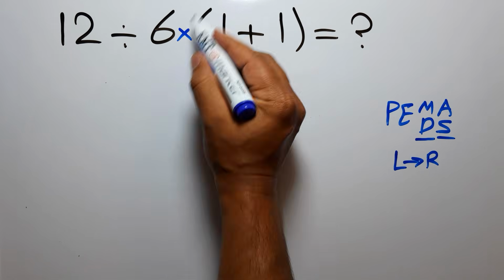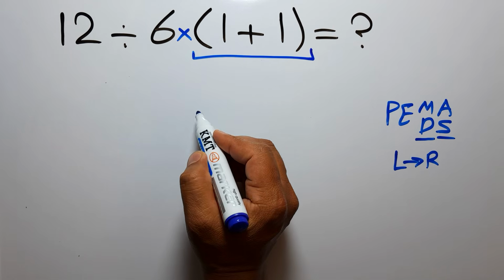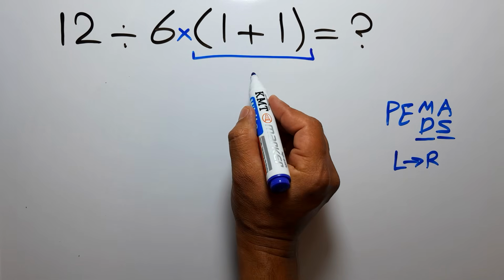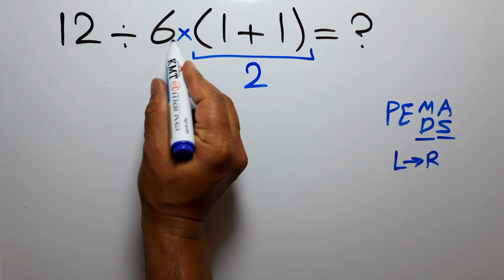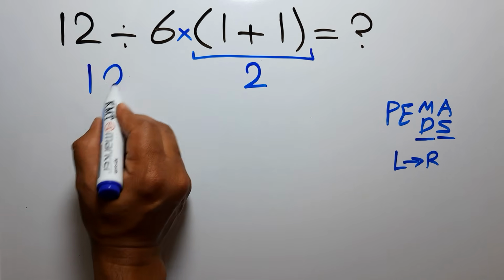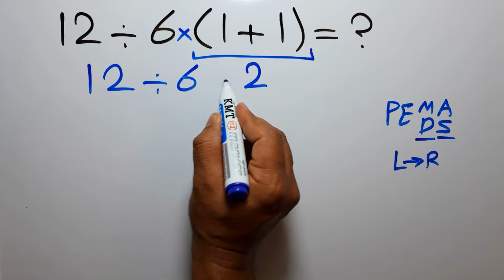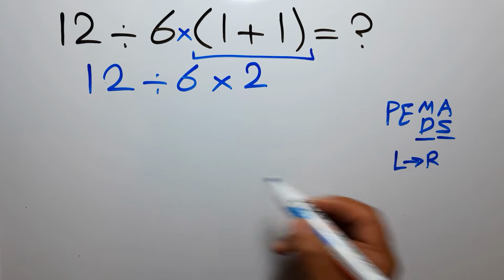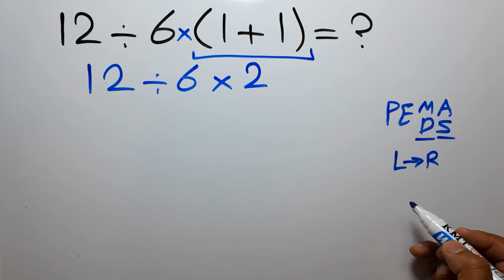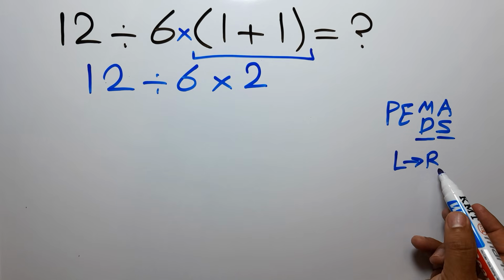So first we have to do this parentheses. Inside this parentheses we have 1 plus 1, which equals 2. So we have 12 divided by 6, then times 2. Now we have one division and one multiplication. As I said, multiplication and division have equal priority and we have to work from left to right.